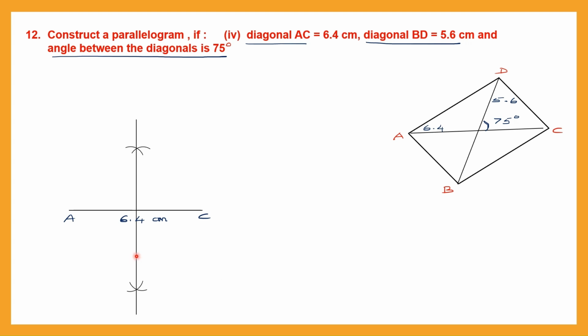That means this bisector has divided AC into two equal parts, and this point of intersection, let's name it as O. Now at this point O, we are going to get 75 degrees. Can you see? Here we need to get 75 degrees and we know the construction for 75 degrees. So placing your compass needle here at this point O, draw an arc of any suitable radius. So we have an arc. Now place it here and cut this arc. So again we have cut the arc with the same measurement.